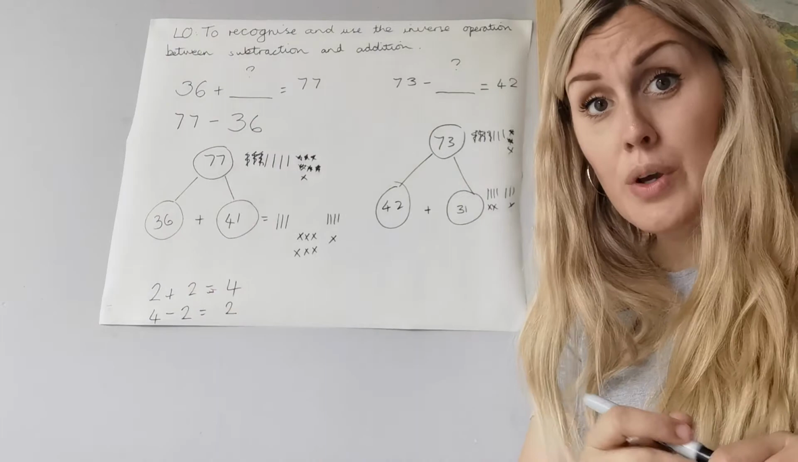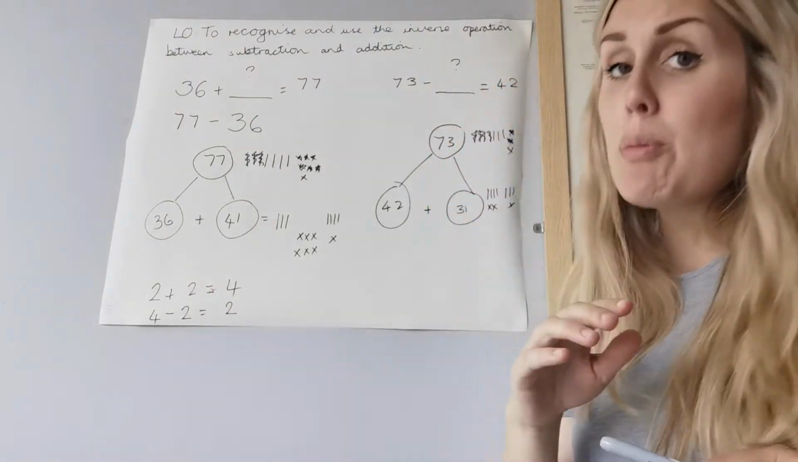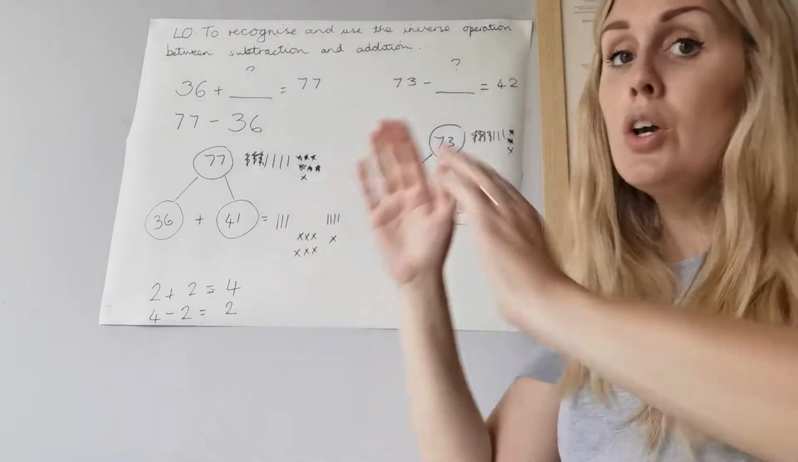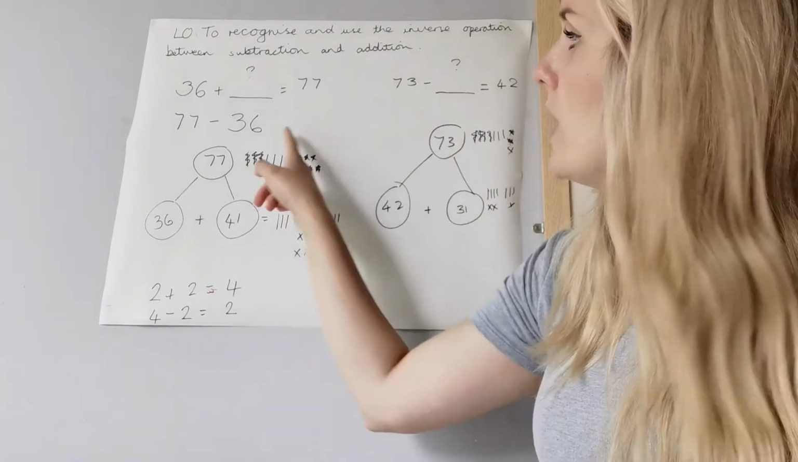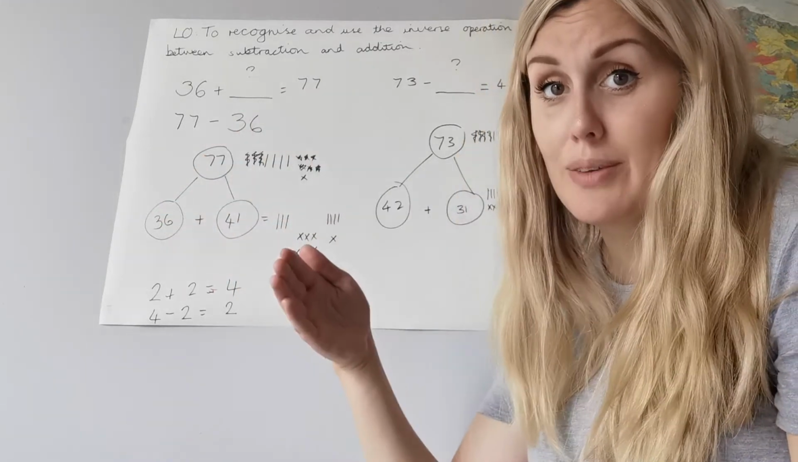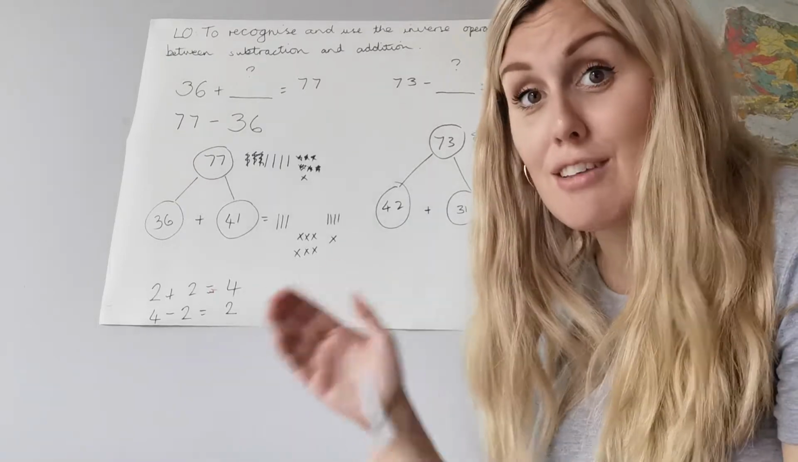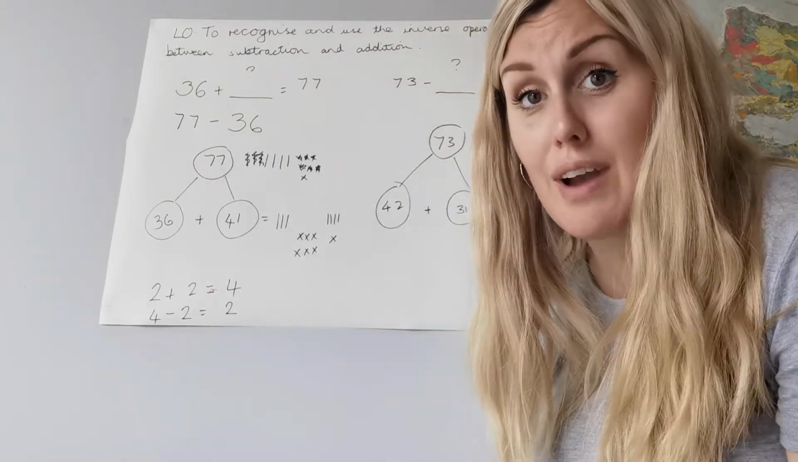Done. So you can use the inverse to check, but when it is a missing number problem and it's a subtraction one, you stay subtracting. When it is a missing number problem and it's an addition one, you change it to subtraction. So pretty much always use subtraction, okay? And then use the inverse to just double check that you've got the answer correct.